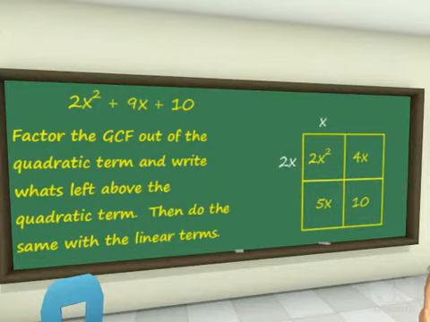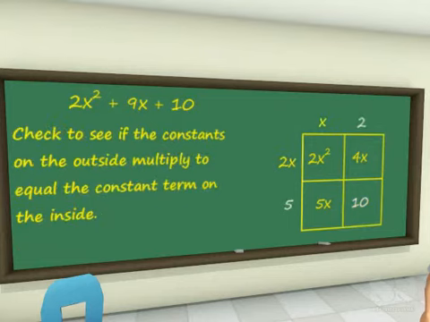We are very close to being done factoring now. The next step is to use the terms you now know on the outside and factor them out of the terms on the inside. We factor the 2x out of the 4x and write 2 above the 4x. We factor out the x from the 5x and write the 5 on the lower left. We check to see if the constant terms on the outside multiply to 10. They do, since 2 times 5 is 10.